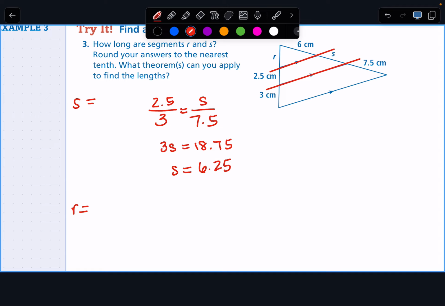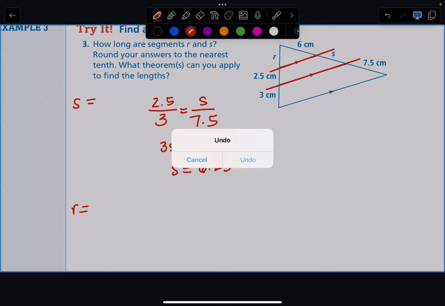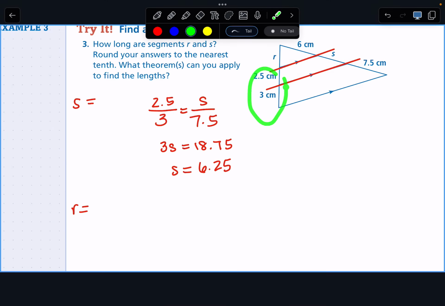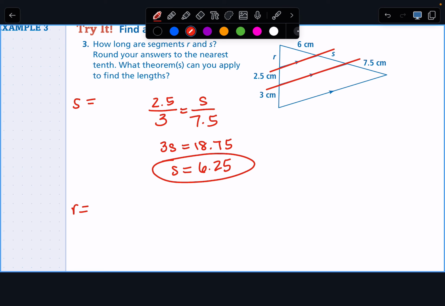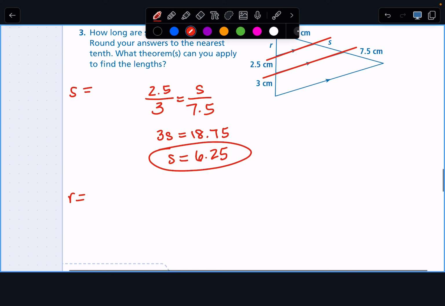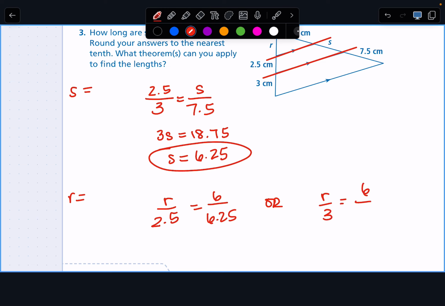Okay, so everyone look up here. This is the proportion I set up for S. 2.5 over 3 equals S over 7.5. So S equals 6.25. Now, you could set up the ratio R over 2.5 equals 6 over S. Or this is what Josh did: R over 3 equals 6 over 7.5.